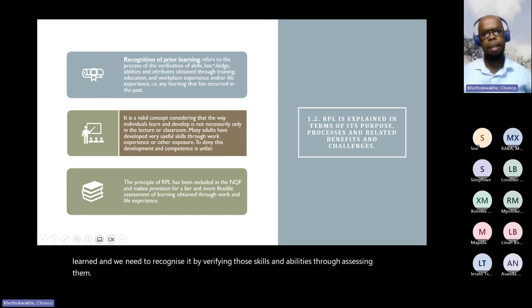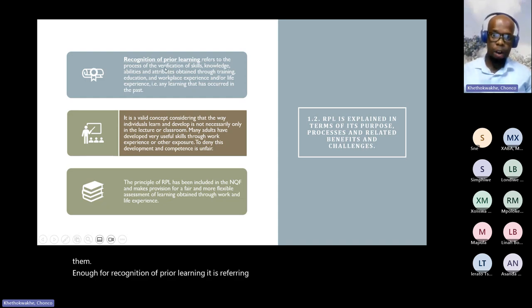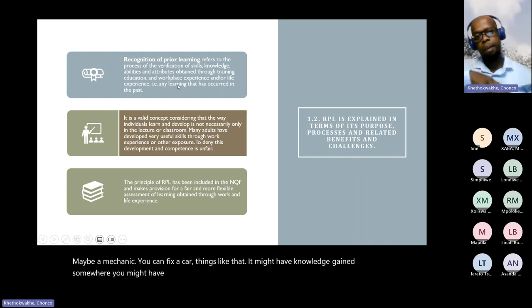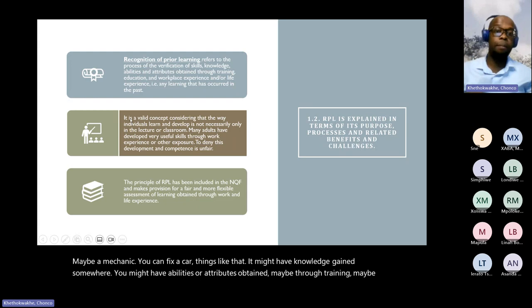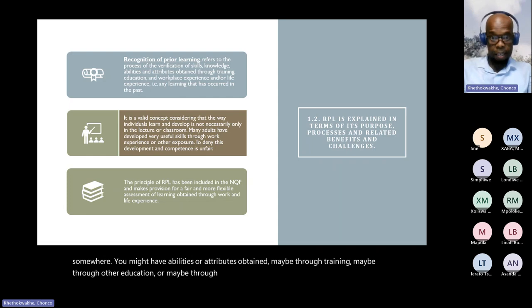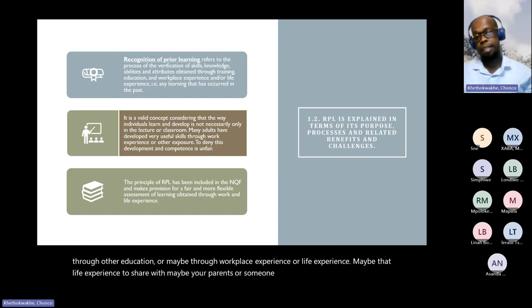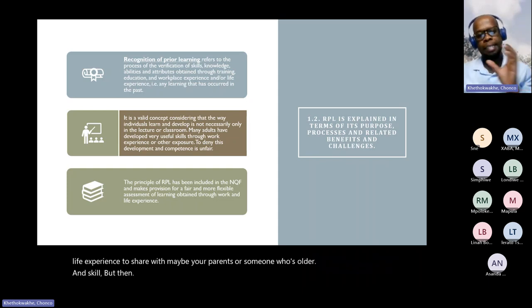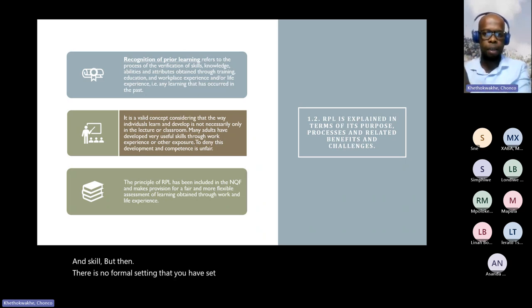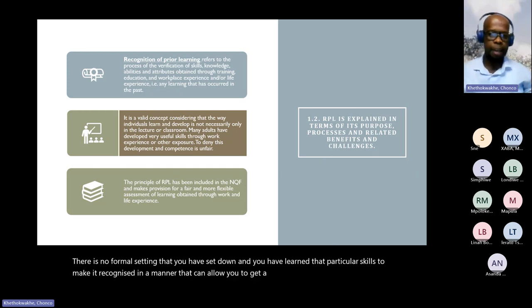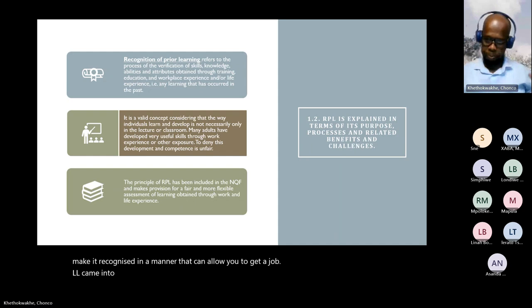So the definition of recognition of prior learning is referring to the process of verification of skills. You might have skills that you already have, like you are already a mechanic, you can fix the car, things like that. You might have knowledge gained somewhere. You might have abilities or attributes obtained maybe through training, maybe through other education, or maybe through workplace experience or life experience. Maybe that life experience you share with maybe your parents or someone who's older, who's a master of a certain skill, but then there is no formal setting that you have sat down and learned that particular skill to make it recognized in a manner that can allow you to get a job. So that is where RPL came into being in terms of recognizing that.